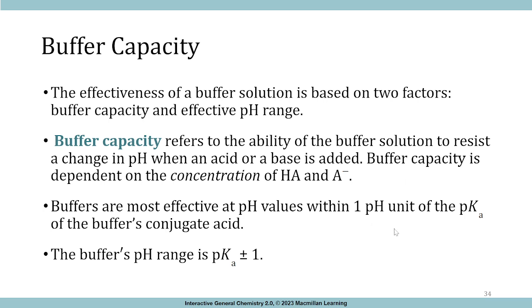Buffers are going to be most effective when they're within 1 pH unit of your pKa value, because that tells you how much room you have left. So the buffer's pH range is pKa plus or minus 1. That's like the roof example again. Bethel's roof is quite safe if you dance in the middle of it, but if you dance on the edge of it, not so safe anymore. Once you get to plus or minus 2 pH units from there, you're running out of room. You're dancing on the edge, and you're very likely to go over.